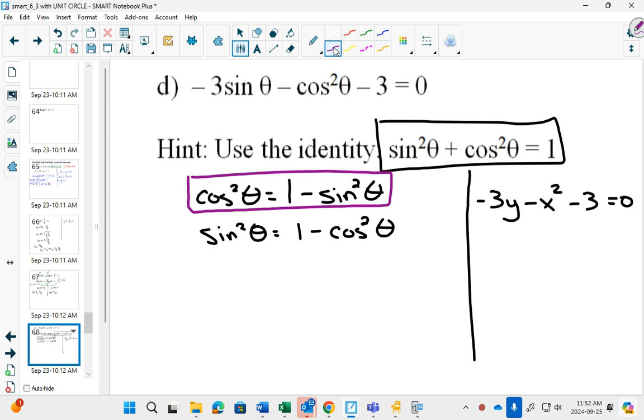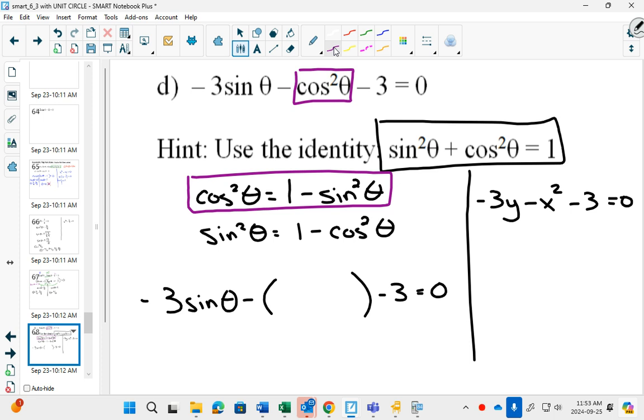This one is going to be helpful because I can substitute where the cos squared is with 1 minus sine squared. And what that will do is change my equation. So I'm going to rewrite my equation, minus 3 sine theta minus, and I'm going to rewrite everything except for the cos squared. Instead of the cos squared theta, I can now substitute in 1 minus sine squared theta, which makes my equation have only one trig function instead of two.